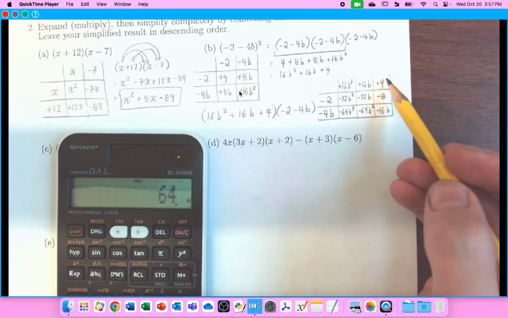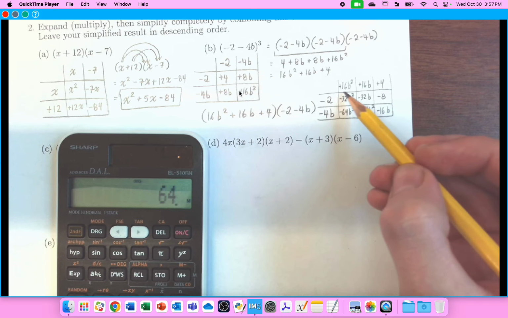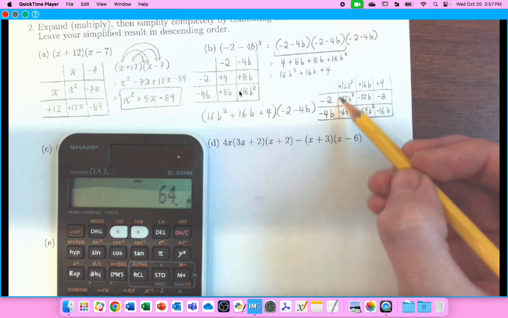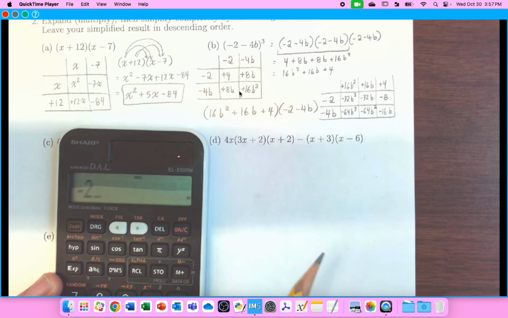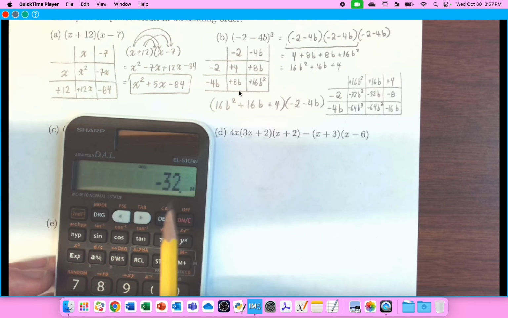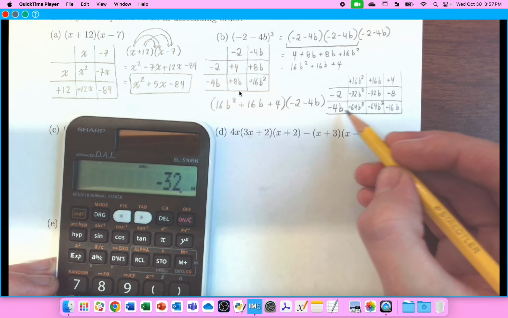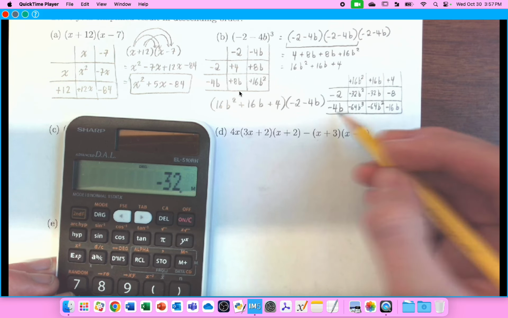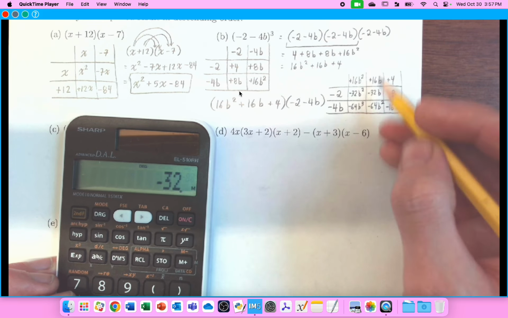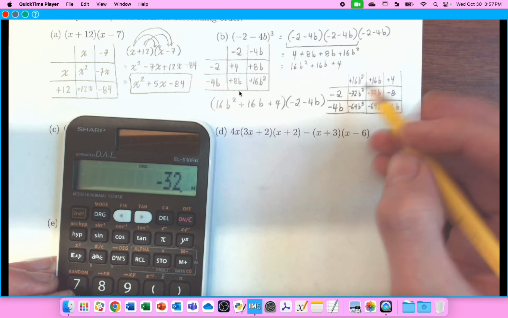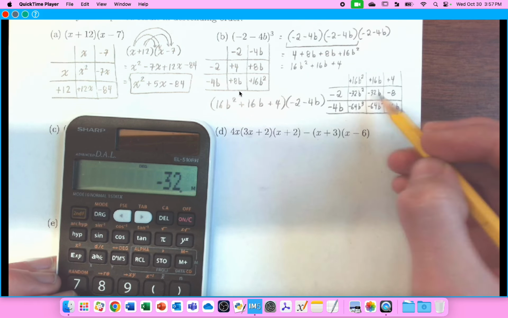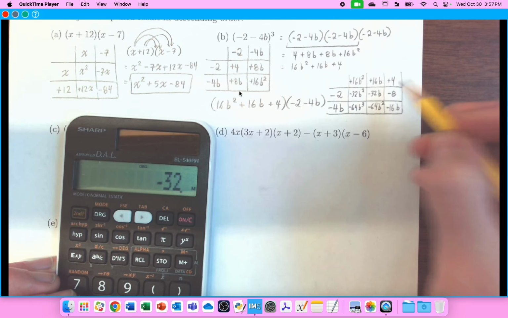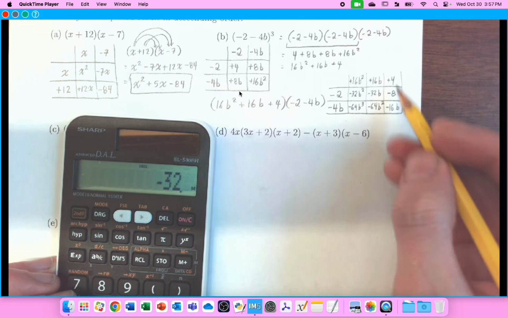So this is negative 32, because that was negative 2 times 16, negative 32, b squared. Negative 64b cubed makes sense. Negative 64b squared makes sense. Negative 32b, negative 8, negative 16b.